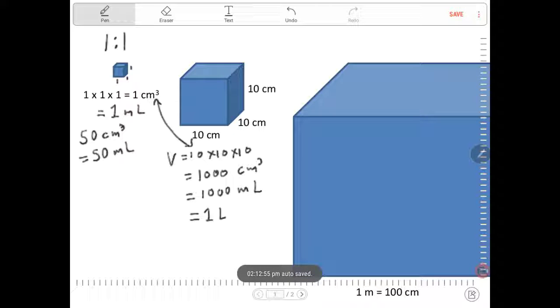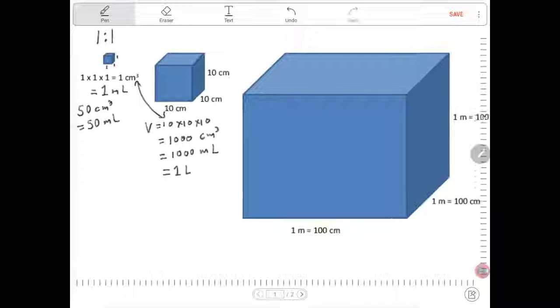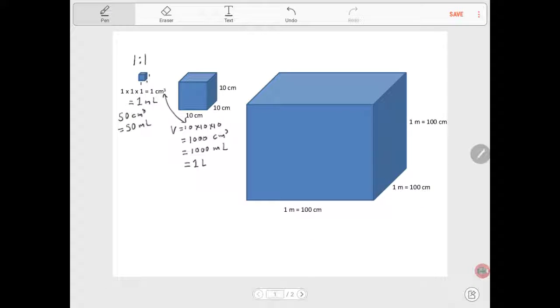Now, sometimes we need to deal with really large volumes of liquids, in particular in Tasmania, water, because we run a lot of our energy off hydroelectricity, or our electrical energy comes from hydroelectricity. Let's look at a big cube, 1 metre by 1 metre by 1 metre. 1 metre is 100 centimetres.